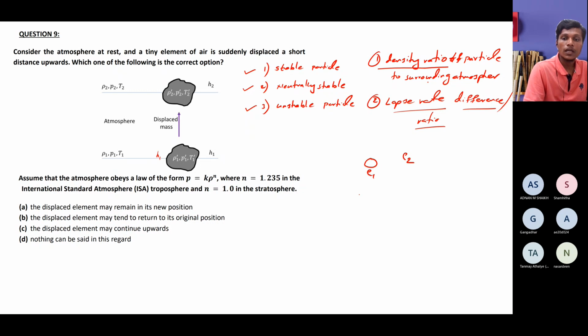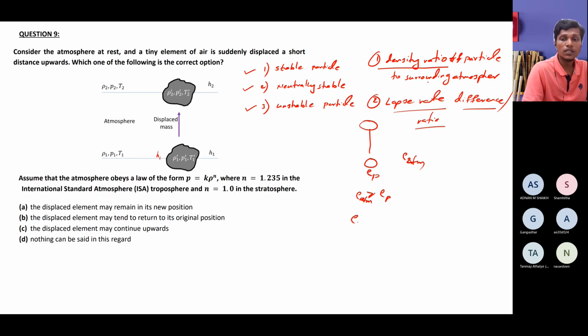Suppose the density of the atmosphere is greater than the density of the particle, so I will say it is ρ atmosphere. Atmosphere density is more than the particle density. This is particle P. Then what will you get? This particle continues to float until it reaches some atmosphere where its density matches the particle's density. So it continuously goes up.